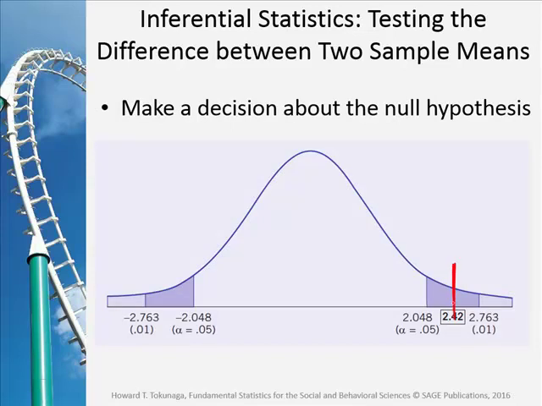.42 puts us way out here. This is in our rejection zone. So what can we decide about the null hypothesis? We reject it. There's something going on in behavior when you have intruders. That's what our sample is telling us.